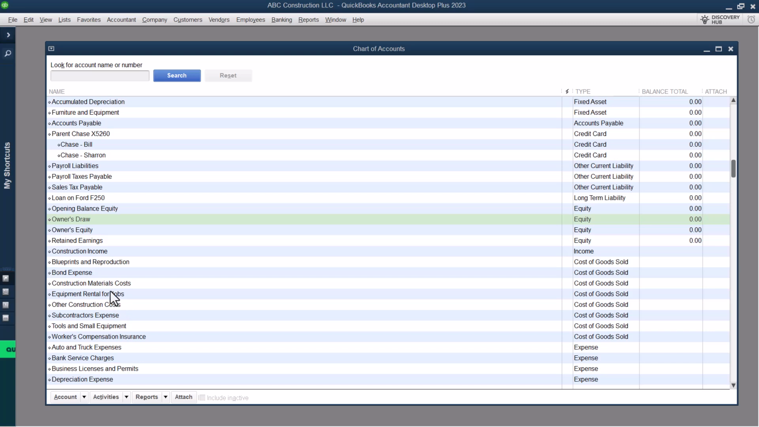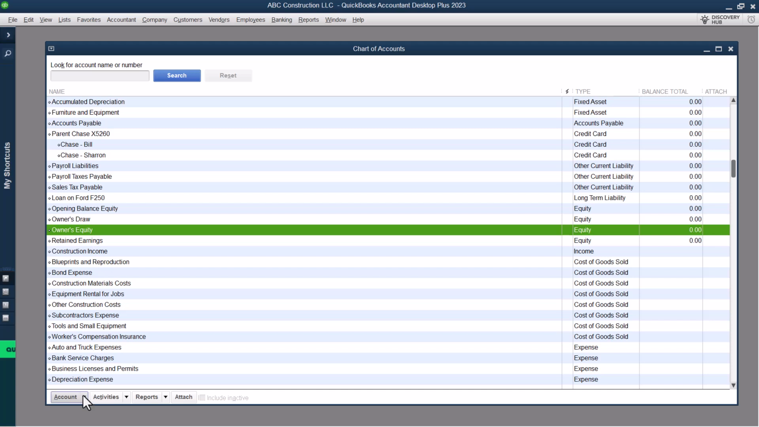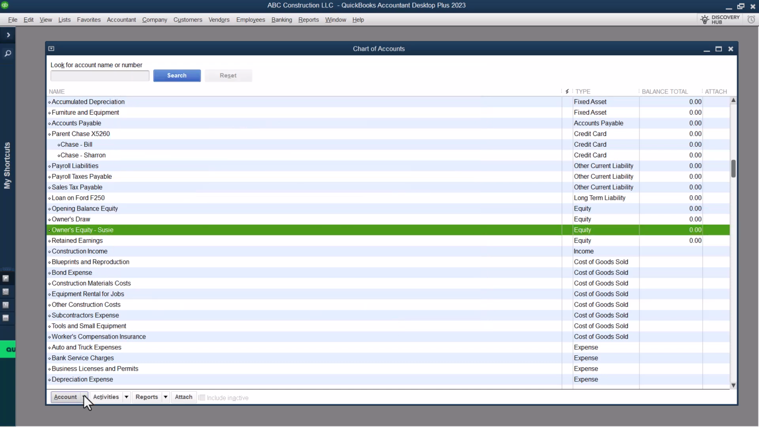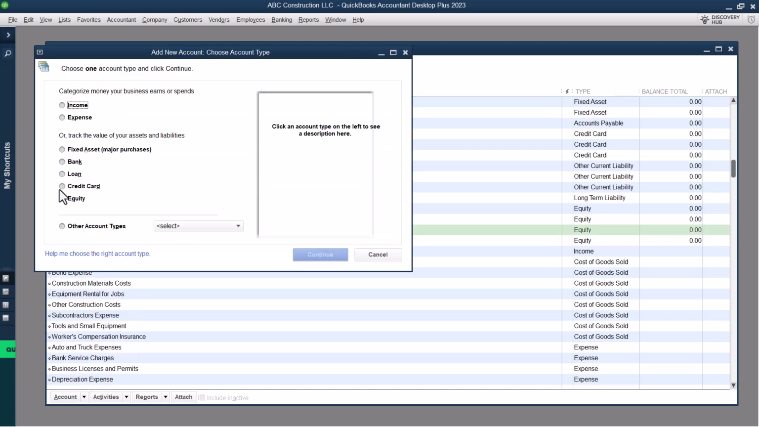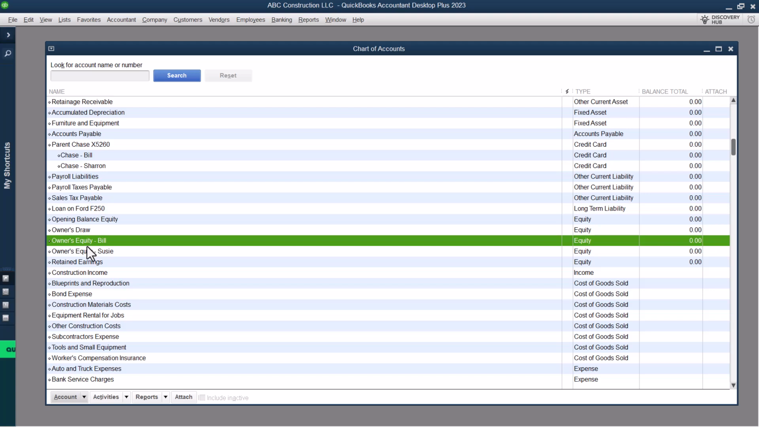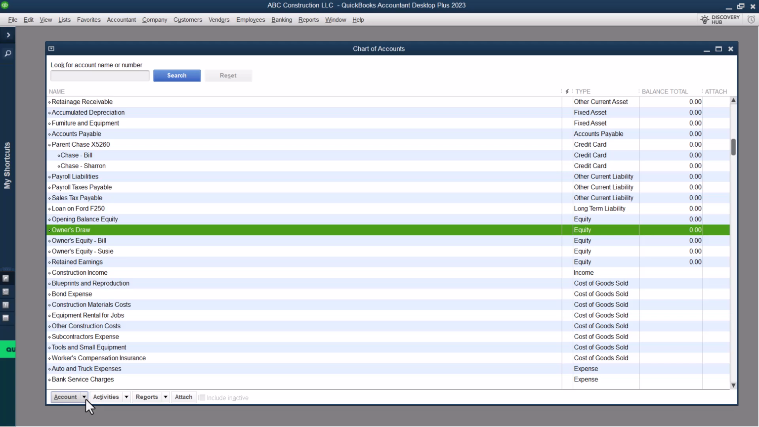Partnerships are going to look very, very similar. The only difference with partnerships is each partner is going to have their own draw and their own equity account. So let's say that we have a partnership with Susie and Bill. Susie is going to have her own equity account. This is an account for the money that Susie specifically puts into the business. On the same token, Bill is going to have his own owner's equity account. So that is for the money that Bill puts in the business. So we have owner's equity for Susie and Bill.